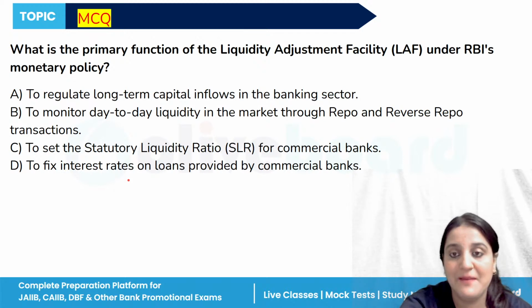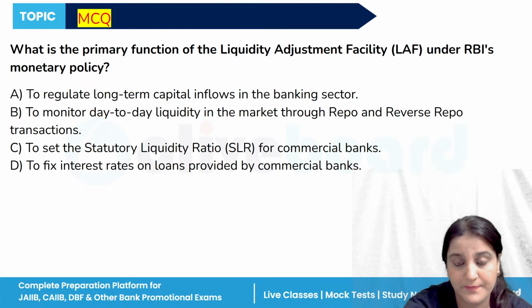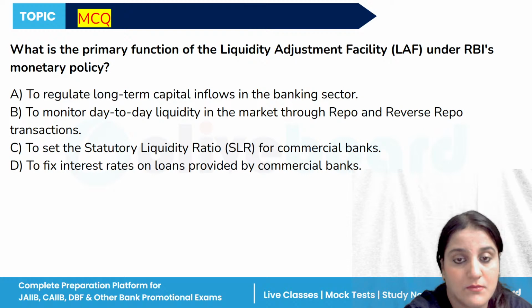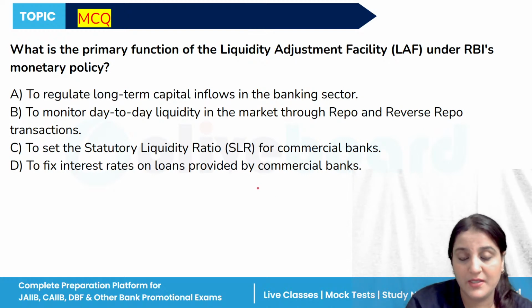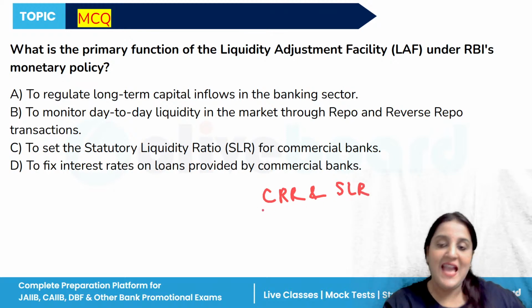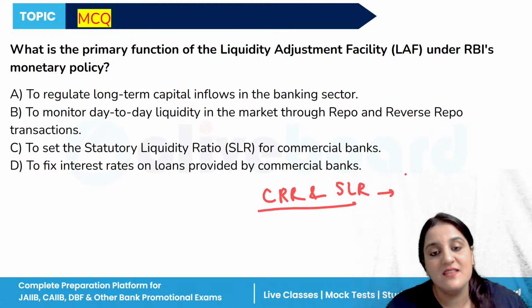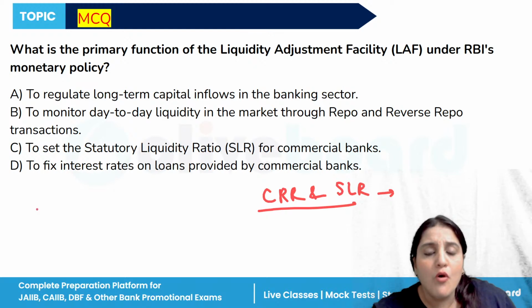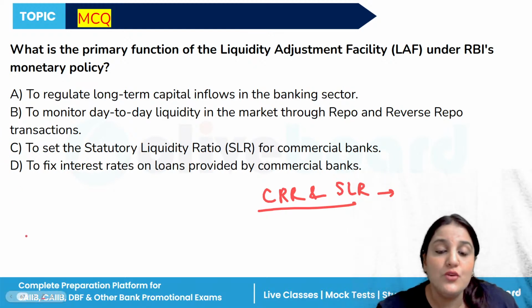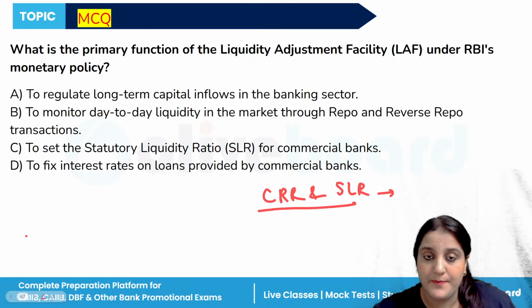Now, what is the primary function of the LAF under RBI's monetary policy? LAF is basically the principal operating instrument of the Reserve Bank's monetary policy, while the CRR and SLR help in changing the stance of the monetary policy on a more permanent basis. LAF is used to monitor day-to-day liquidity in the market.